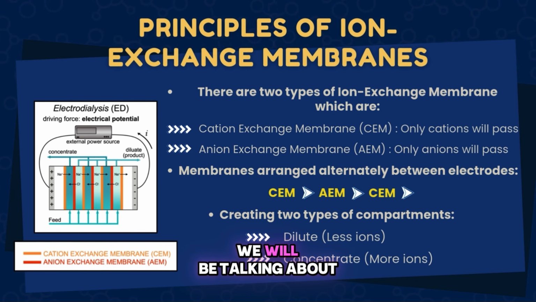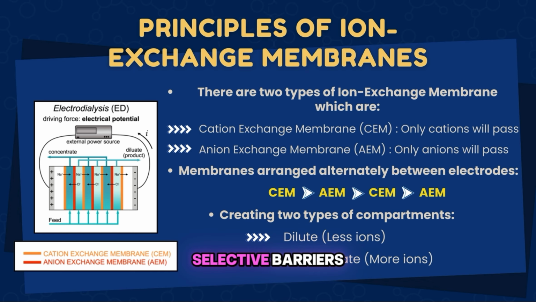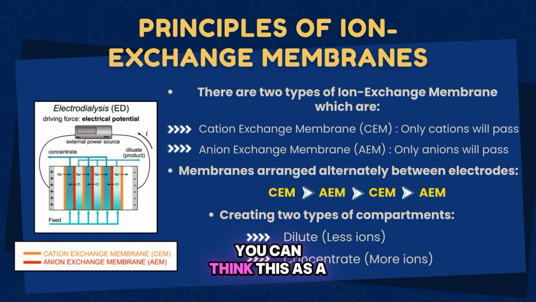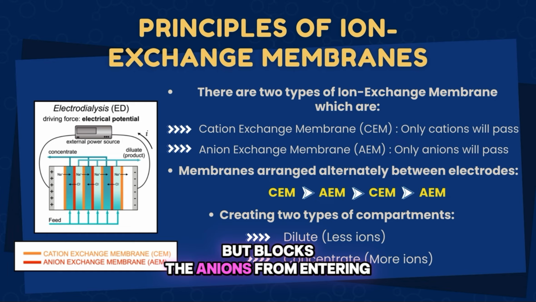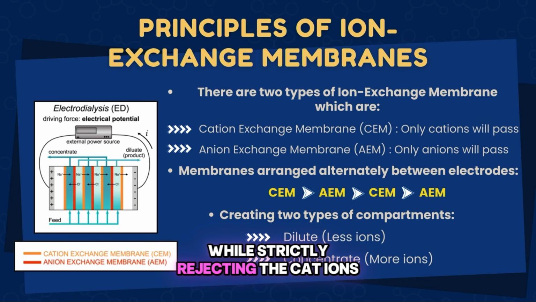Okay, now we will be talking about the principles of ion exchange membranes. To start, we use two different types of selective barriers in electrodialysis, which is the cation exchange membrane or CEM. You can think of this as a specific gatekeeper that only lets cations pass through freely, but blocks the anions from entering. On the other hand, we also have the anion exchange membrane or AEM. This does the opposite. It lets anions pass while strictly rejecting the cations.